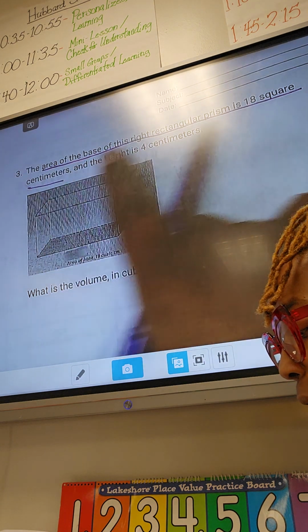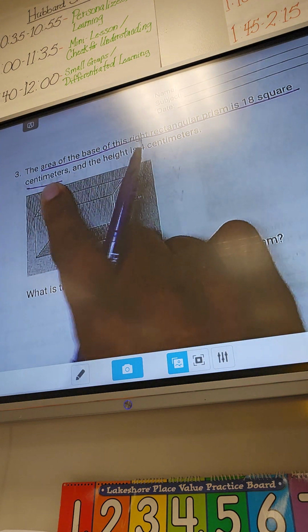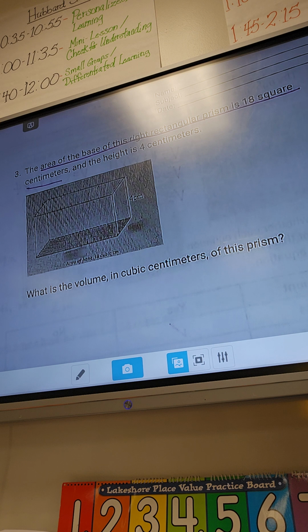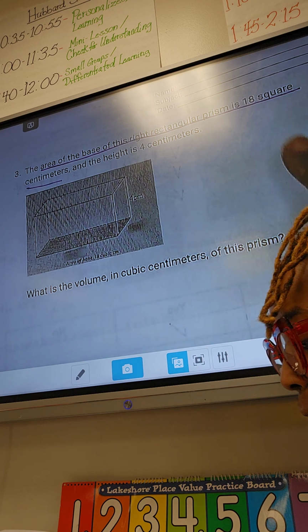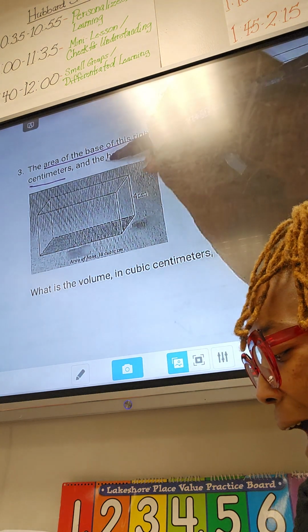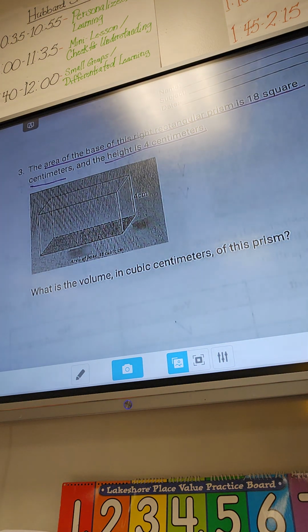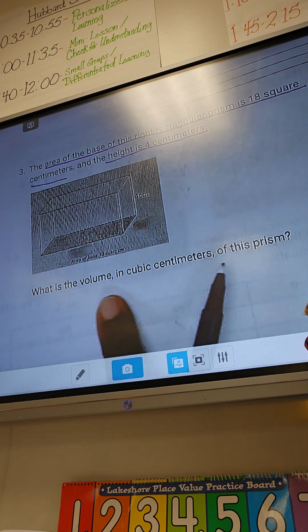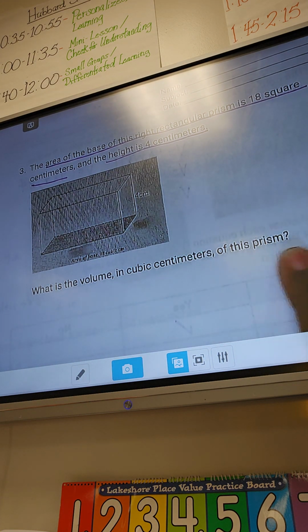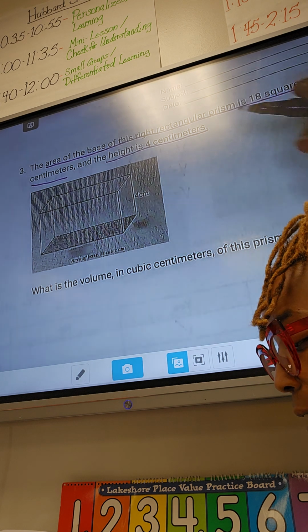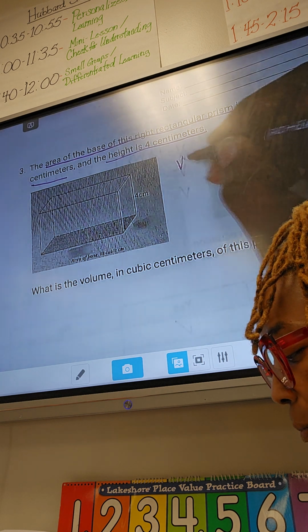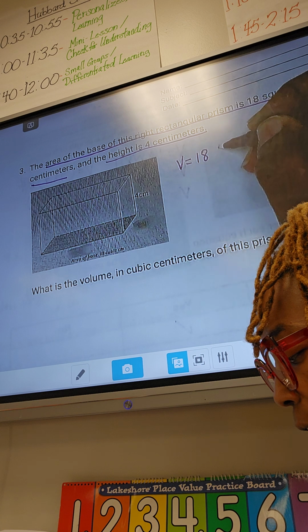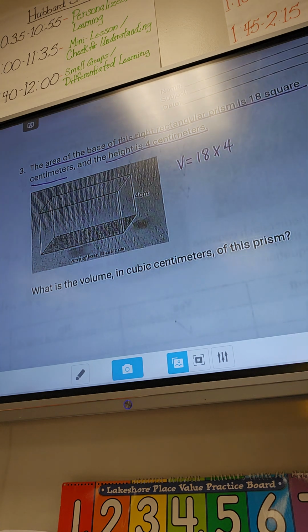So the area is 18 square centimeters. What that tells me is something times something is going to be 18, right? Because I know my area is length times width, right? So my area is 18, and then the height is 4 centimeters. And you can see that in your picture there. What is the volume in cubic centimeters of this prism? All right, so let's look. Volume equals 18 times 4, which is our height.